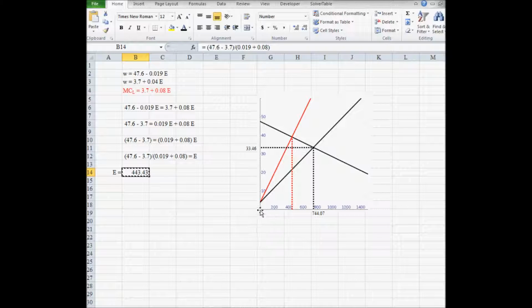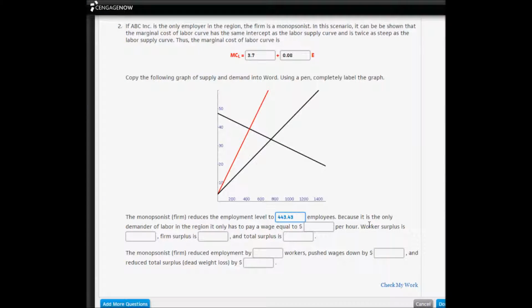If the firm has a pretty good idea of what the labor supply curve is, the minimum wage, the last person hired by the monopsonist, is the value of the employment level, 443.43, substituted into the labor supply curve. So the intersection of these two lines determines the employment level. When I plug this employment level into the labor demand equation, I get the lowest wage the last worker hired will work at. We plug the monopsonist level of employment into the labor supply equation down here, and we get a wage of 21.44, this value here. So because the monopsonist is the only demander of labor in the region, it only has to pay a wage equal to $21.44 per hour.